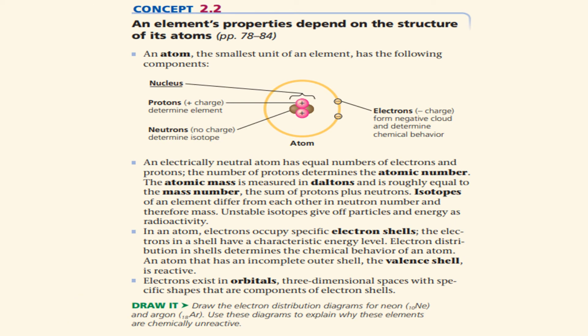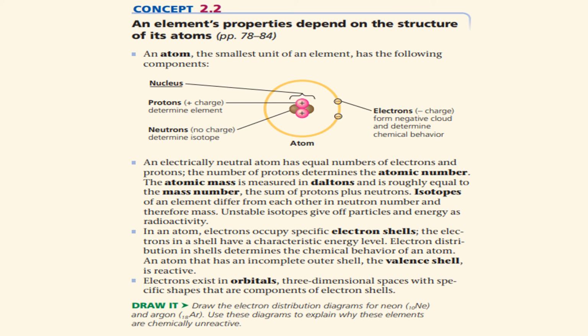Concept number two, an element's properties depend on the structure of its atom. An atom, the smallest unit of an element, has the following components: nucleus, protons, neutrons. The nucleus contains protons and neutrons. Protons are positively charged, neutrons have no charge, and electrons, which are negatively charged, form a negative cloud and determine chemical behavior. An electrically neutral atom has an equal number of electrons and protons. The number of protons determines the atomic number. Atomic mass is measured in daltons and is roughly equal to the mass number, the sum of protons plus neutrons.